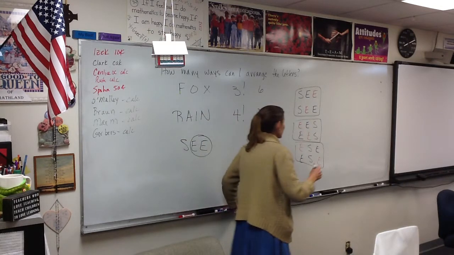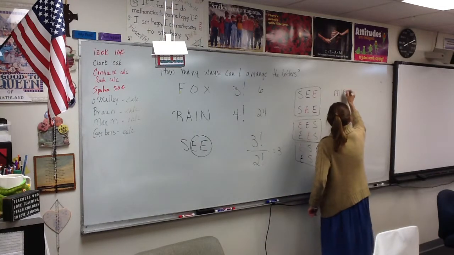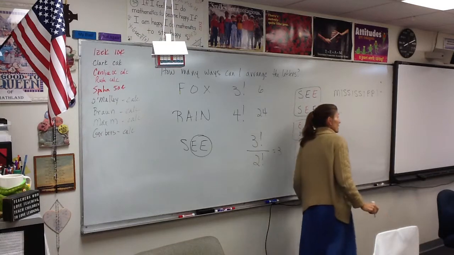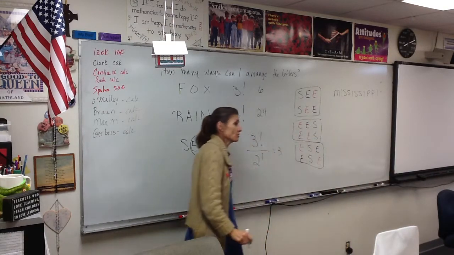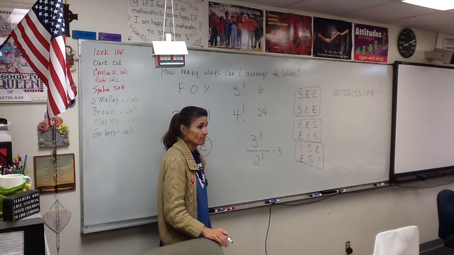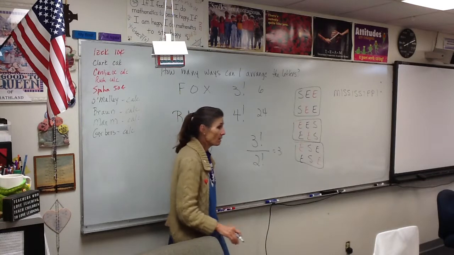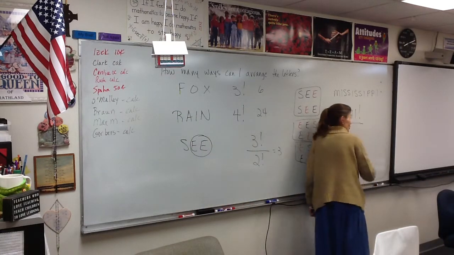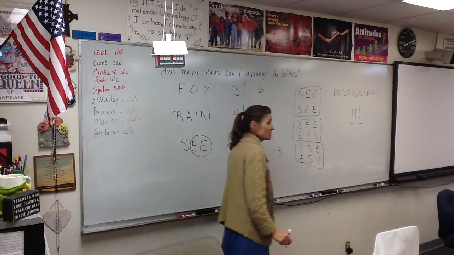Okay, let's do the classic example, Mississippi. How many ways can we arrange the letters of the word Mississippi? Okay, how do we start? What do we do first? Count them up. How many are there? So we start with 11 factorial. That's quite a large number.